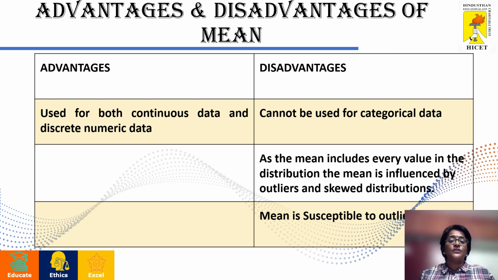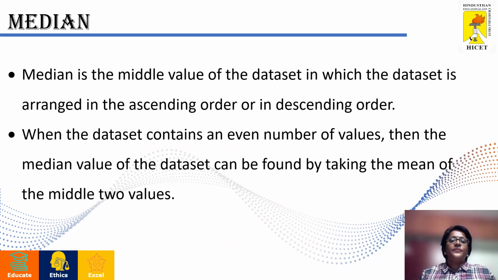Advantages and disadvantages of mean. The advantage is that mean is used for both continuous data and discrete numeric data. The disadvantage is that since mean calculates the resultant value only based upon the numerical quantity, it cannot be applied for categorical data, and mean is susceptible to outliers.